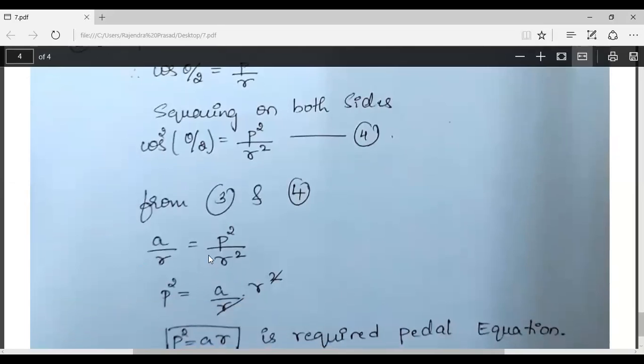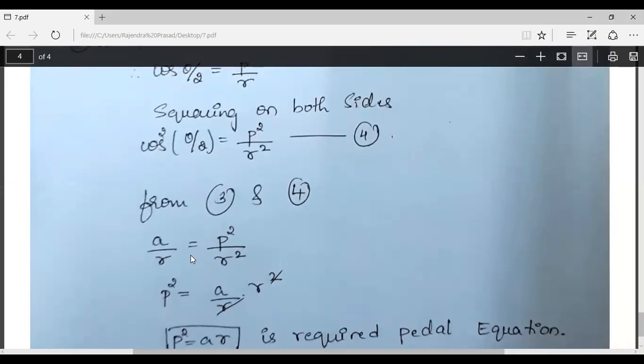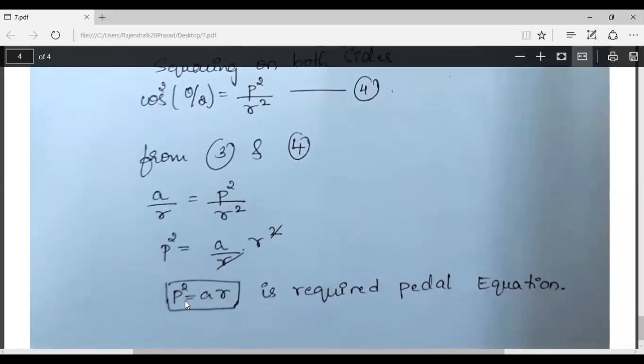Next, we want p square. By cross multiplication, p square into r, a into r square. One r gets cancelled. So we get a into r, p square into 1. Observe carefully: on the left hand side we have r and on the right hand side r gets cancelled. Cross multiplication, a into r, p into 1. So obviously we get p square is equal to a r.